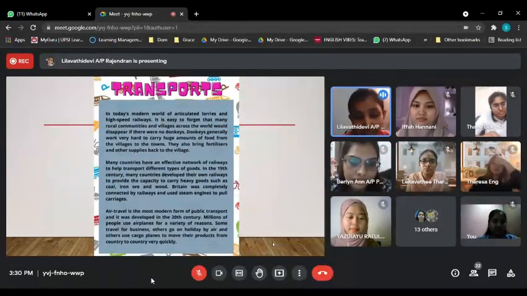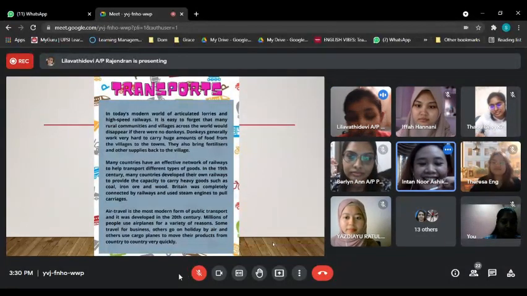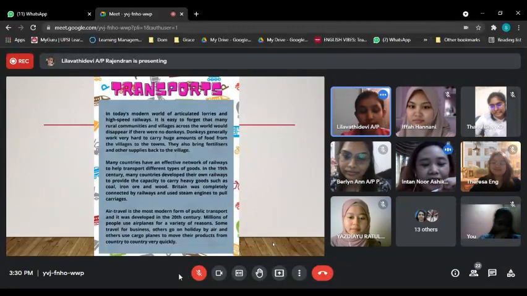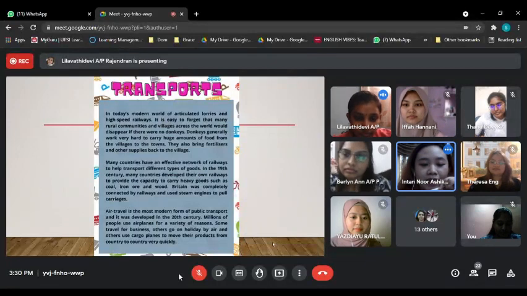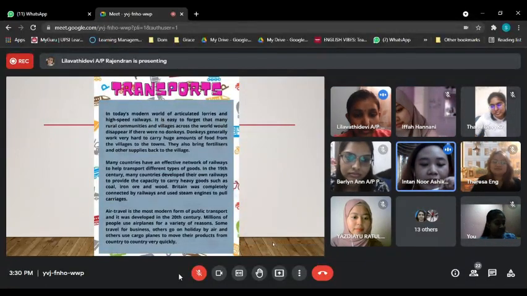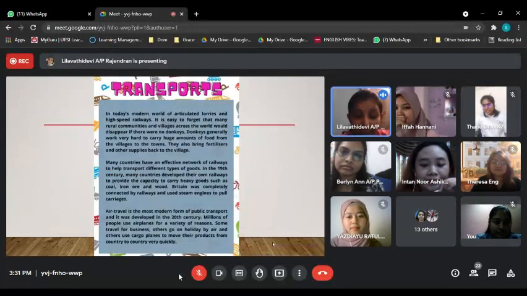Anyone want to try? Teacher, can I try? Yes, sure, Intan. I wrote most modern form of public transport, and then travel for business, go on holiday by air, and use cargo planes to move their products. Okay, yes, thank you, Intan.